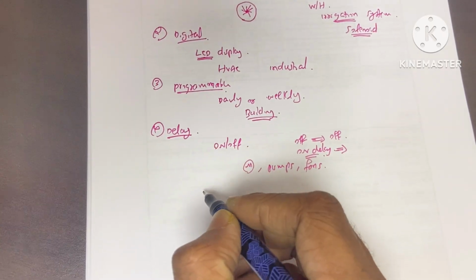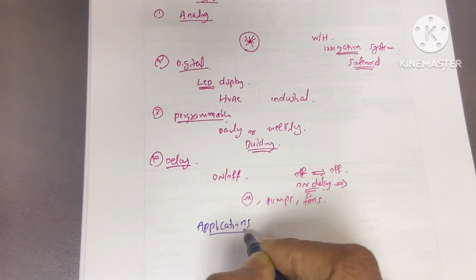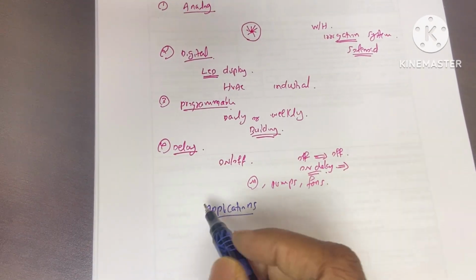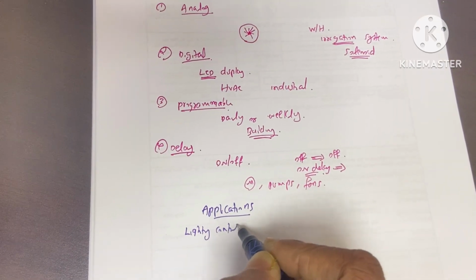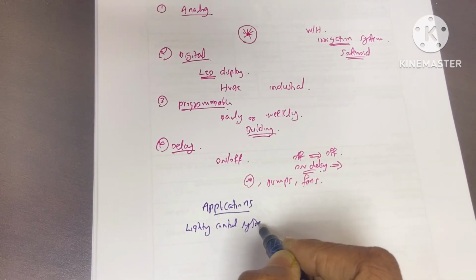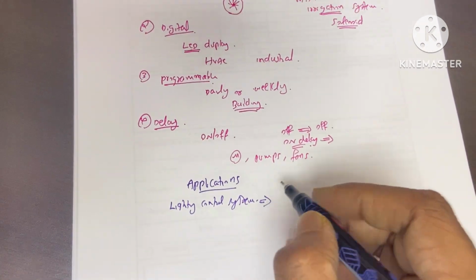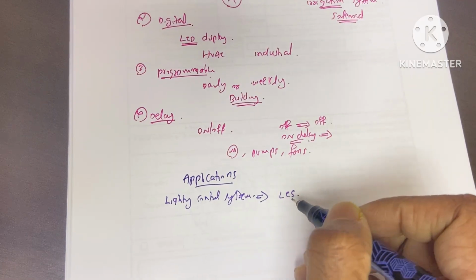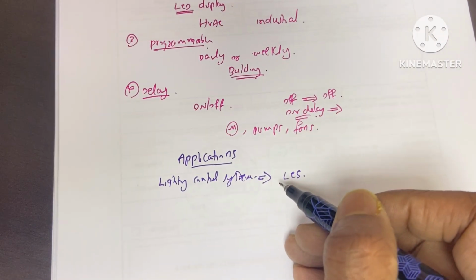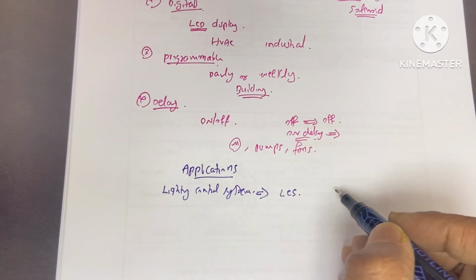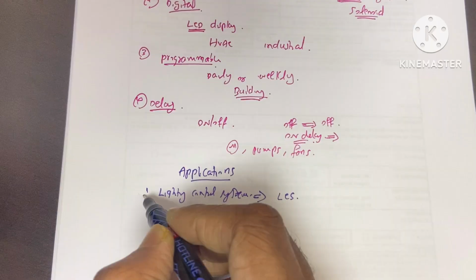And now I want to talk about the applications of these timers. The first application is the lighting control system, which we could simply call the LCS system. In buildings and homes, we could see these lighting control systems. With the help of this system, we can switch on our garden lights, street lights, like that. It is the first one.